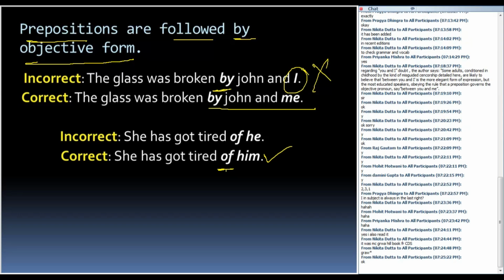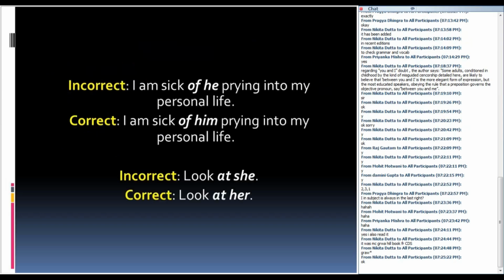Okay? This is something which we just discussed. Now, another thing which you need to keep in mind is, over here there are other examples. Many people say, I am sick of he prying into my personal life. Of is the preposition. After the preposition, you should not use the subjective case. You should say, I am sick of him prying into my personal life. Similarly, can you say look at she? No, at is the preposition. So what will you say? Look at her. You cannot say look at she. Her, him, these are all objective cases.